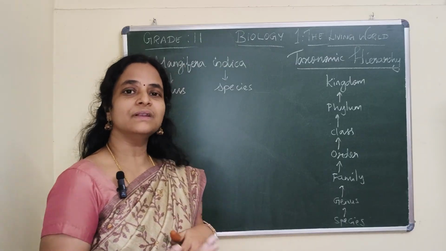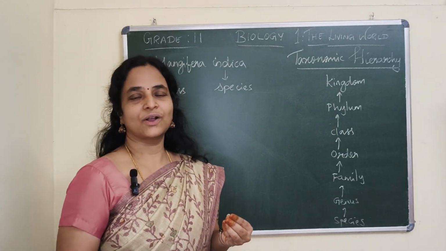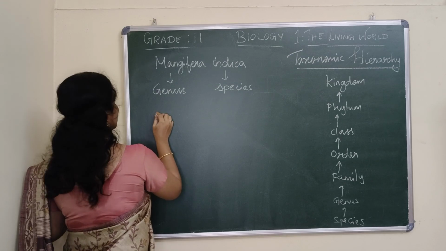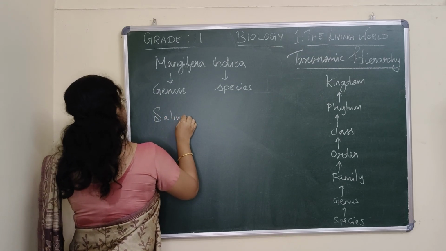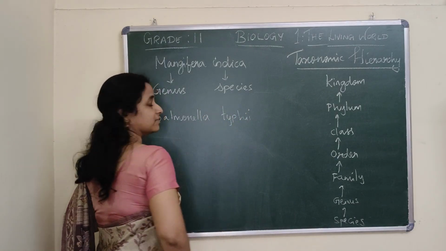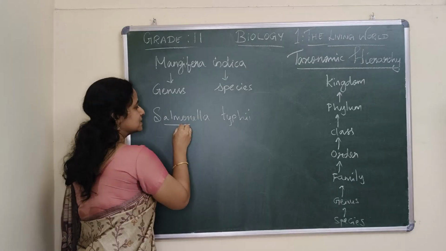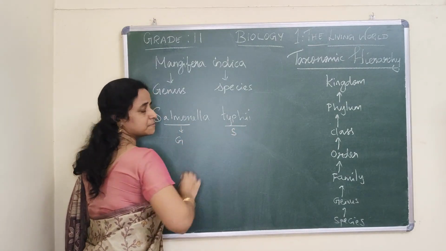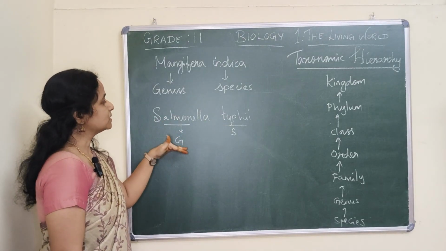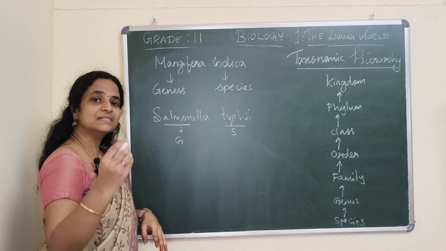I'll give another example that will be easy for you to understand. I think you would have heard of a very common disease called typhoid, right? Typhoid is caused by a bacteria called Salmonella typhi. So when you take this as an example, this is the name of a bacteria. This is the genus and this is the species. Not only typhi, we have different varieties which will have the same genus but the species vary, based on certain characters.